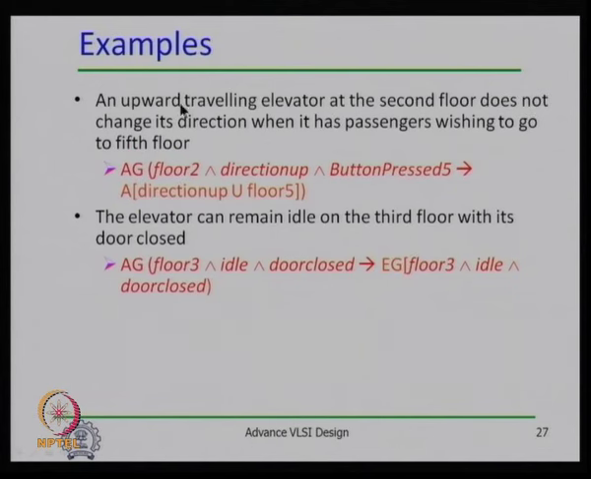Like you can also define some formulas, like here if an elevator is traveling upward, in that case it should keep going upward. So if an elevator is at floor 2 and the button for floor 5 is pressed, it is going upward. In that case it should keep on going upward until floor 5 before changing the direction of the elevator. So universally, globally this would happen: if it is at floor 2 and direction is up and the button for floor 5 is pressed, in that case it should always keep direction up until it reaches floor 5. An elevator can remain in idle state on the third floor with its door closed. So now you can say that if it is on floor 3 and it is idle and the door is closed, in that case this implies that it should continue in this state.